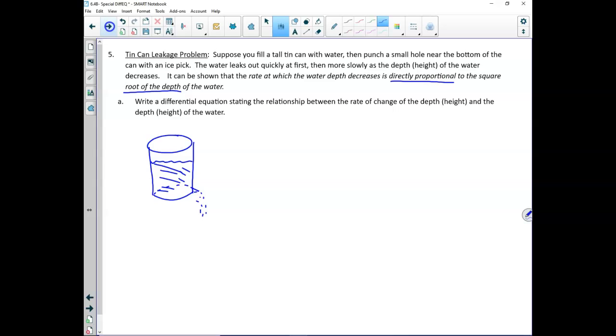Okay, well, so we're going to write a differential equation stating the relationship between the rate of change of the depth, which we're going to call height, and the height of the water. Well, the rate of change of water depth, okay? Well, that's kind of like right here. This is the depth of my water, isn't it? We usually call that the height of my can. So I'm going to say dH dt, the rate of change of height with respect to time, is directly proportional to the square root of the depth. My height actually equals my depth. I defined my height to be my depth, so this is k times the square root of h. There is my differential equation, because it's equal to the square root of the depth.